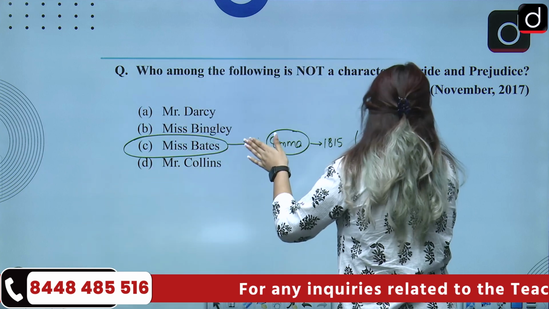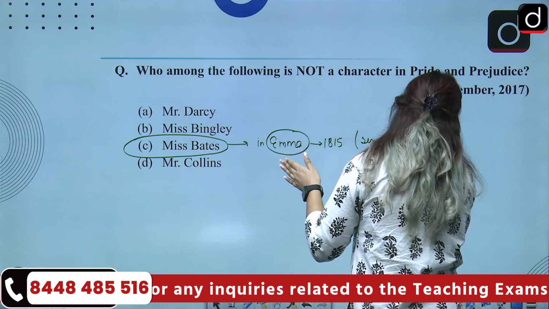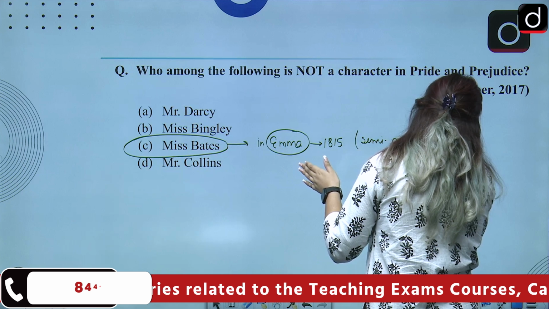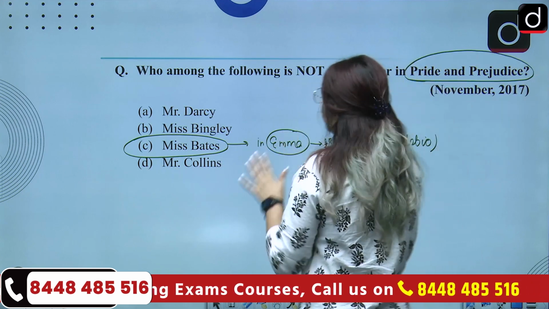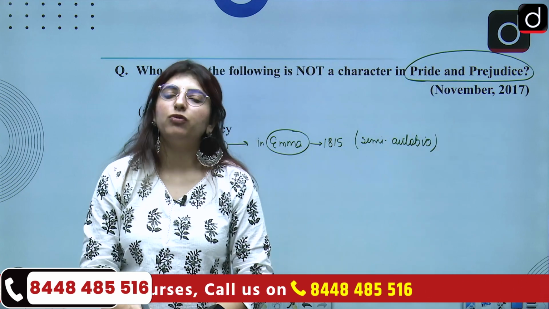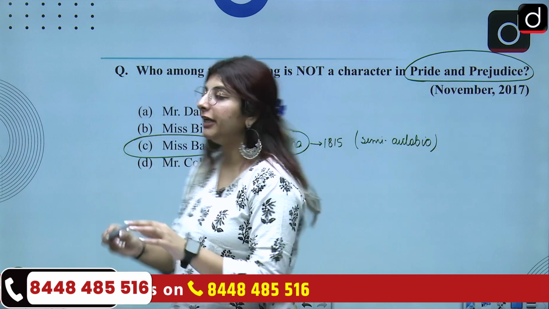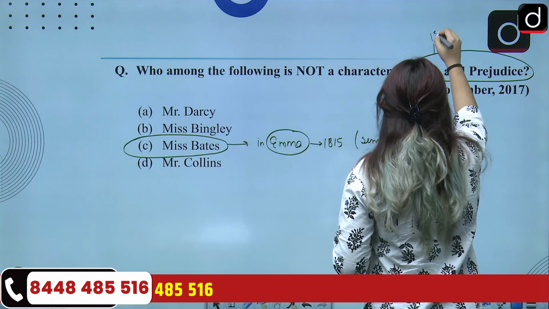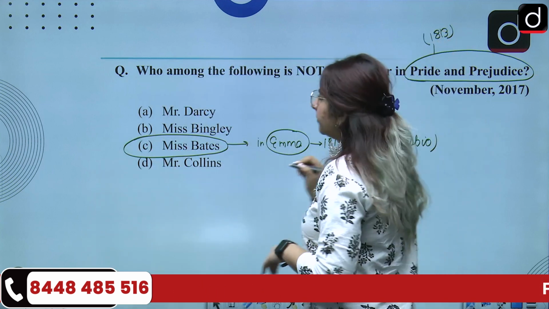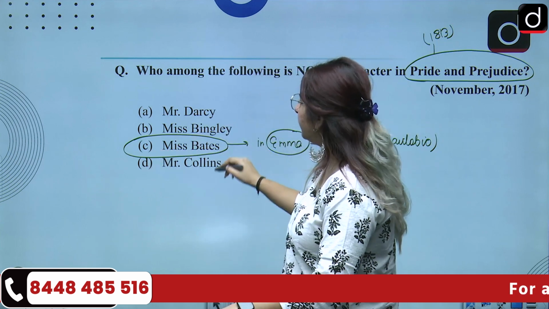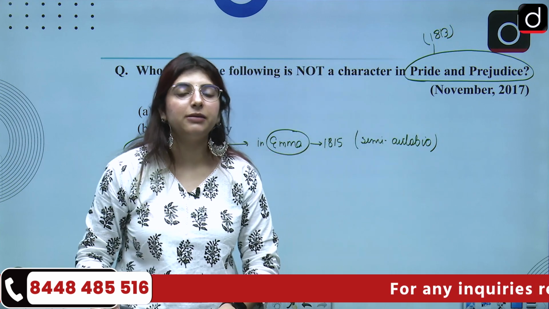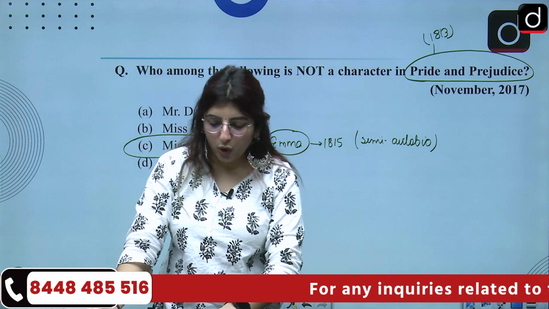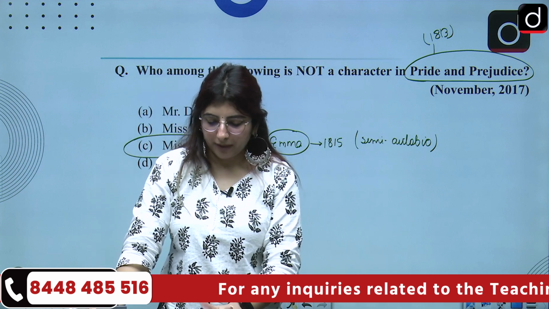So this work is somewhere or the other semi-autobiographical. On the other hand, the other three are the characters in Pride and Prejudice. When was Pride and Prejudice published? It was published in the year 1813, right? Wherein we see Miss Bingley, Mr. Collins, Mr. Darcy, who is going to fall in love with Elizabeth at the end of the particular work, right?